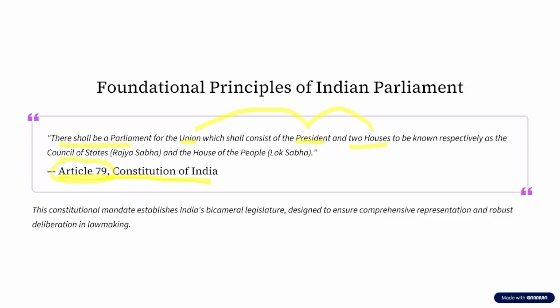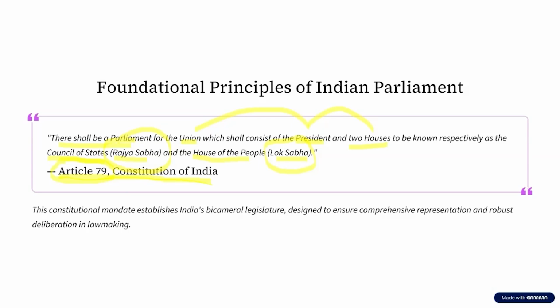Now, along with the president, there are two houses. What are these two houses? The Council of States, which is nothing but Rajya Sabha, and the House of the People, which is nothing but Lok Sabha. What are we going to do in this video? We are going to discuss in detail about Rajya Sabha and also in detail about Lok Sabha. So, guys, are you ready for this enriching session about the Indian Parliament?